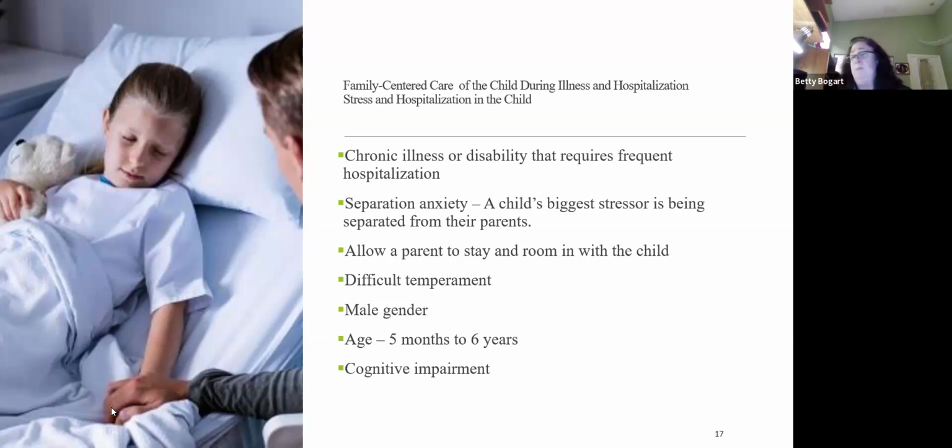Also, separation anxiety, biggest stressor is when they're separated from the parents. So allow them to stay in the room, especially like the Down child, the autistic child. There's that difficult temperament. And we know that males are the ones that require a little bit more attention and need parents there more. And they're saying ages 5 months to 6 years. You don't have to know the ages, but cognitive impairment, male, difficult temperament. How do we take care of that? Please, parents, would you please stay? And that's how we take care of the biggest stress.